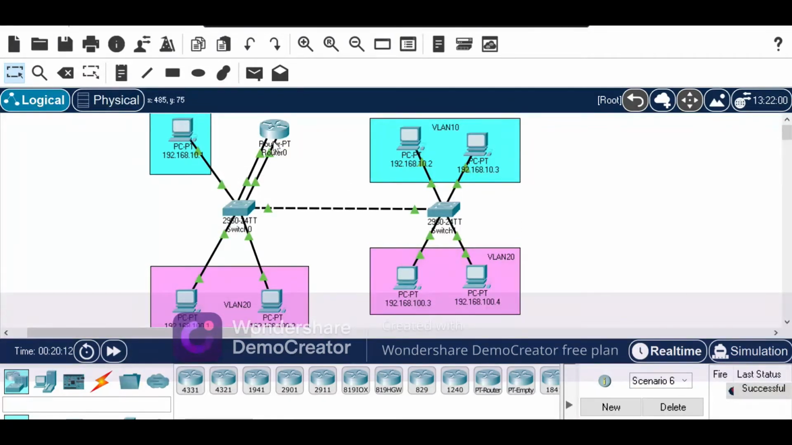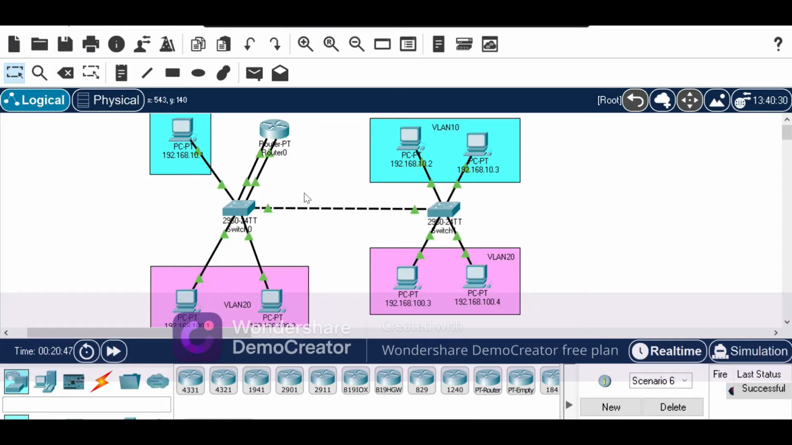I have also included a router in order to communicate messages from VLAN 10 to VLAN 20 for any of the computers. Now talking about switch 1, I have two computers in VLAN 10, that is 10.2 and 10.3. In the next VLAN 20 subnet, I have two computers, 100.3 and 100.4. This is all about the design.